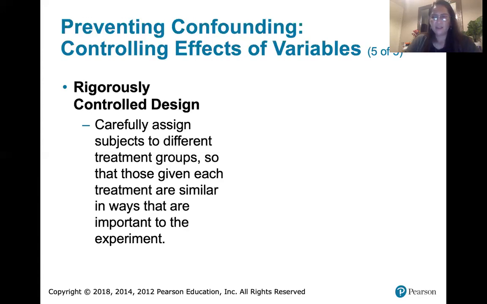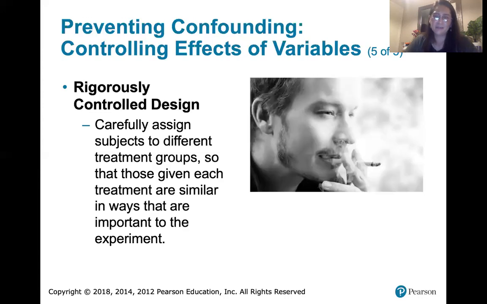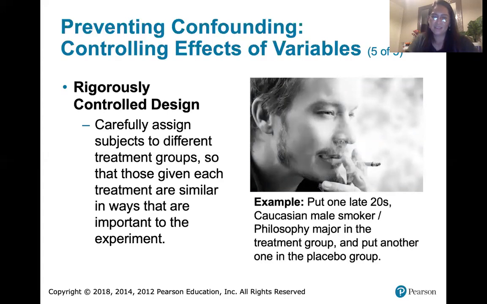Instead, we are finding subjects that have certain characteristics and making sure that there is a person with similar characteristics in the other group. So this was an example in an older edition of this text, or this is my modification or my memory of it. Let's say you've got a late 20s Caucasian male smoker who's a philosophy major, and you put him in the treatment group.